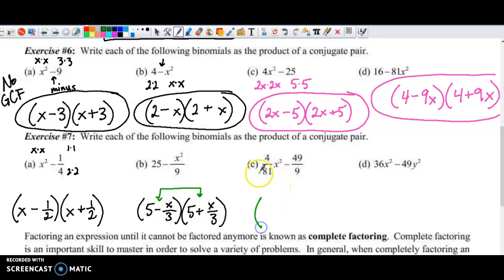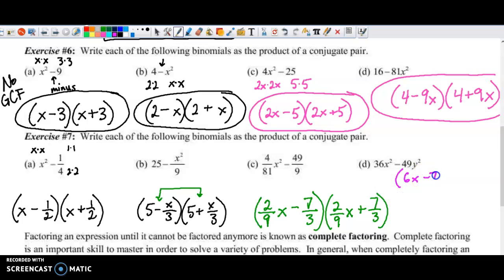So before you freak out about the next one, remember 2 times 2 gives you 4, 9 times 9 gives you 81, x times x gives you x squared, 7 times 7 gives you 49, 3 times 3 gives you 9, and then you just have to write the other one with a plus. And if you look at the last one, more of the same thing. Don't be scared. 6x minus 7y, and then 6x plus 7y.